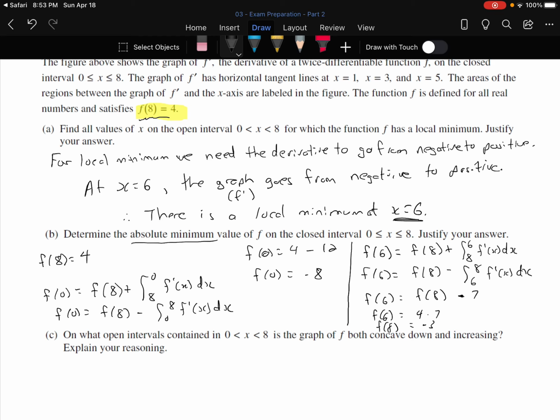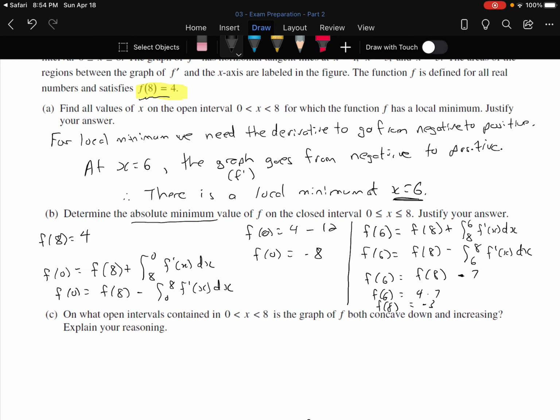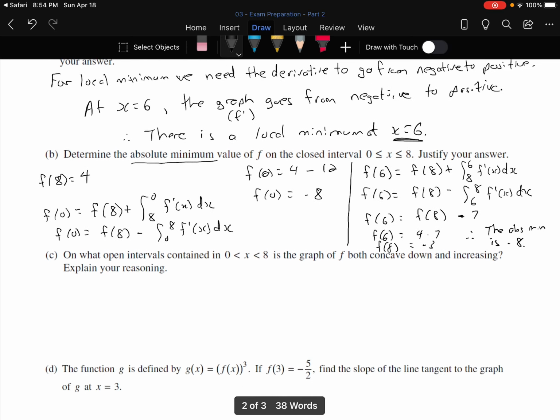And it says determine the absolute minimum value. Therefore, for the absolute min, I've got these 3 candidates. What were my 3 answers? I got negative 8, negative 3, and 4. So the absolute min value is negative 8. Oh, tough question. That is a doozy, and you're going to have to work through it and find your own way of getting from beginning to end there, because those are tough.